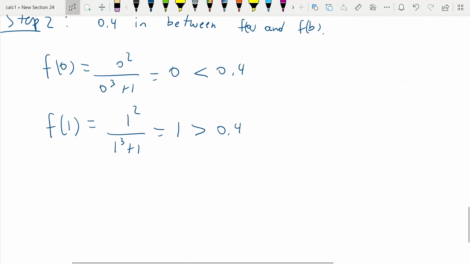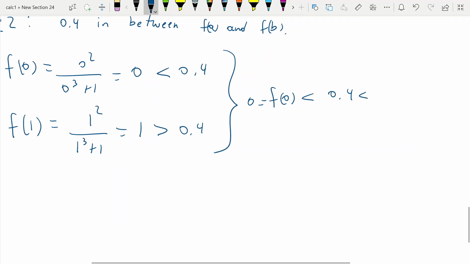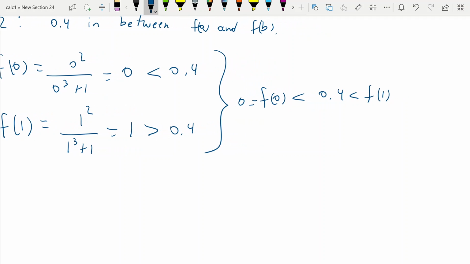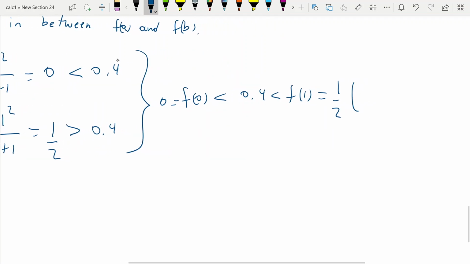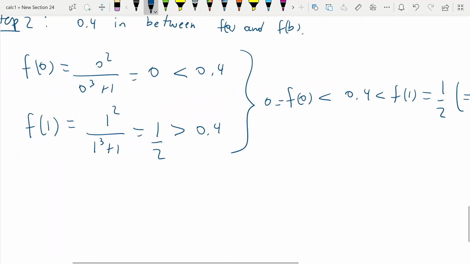So in sum, f of 0, which is equal to 0, is smaller than 0.4, which is smaller than f of 1, which is equal to 1/2, I'm sorry. 1/2, by the way, in case you're not convinced, is equal to 0.5. So 0.5 is certainly greater than 0.4.